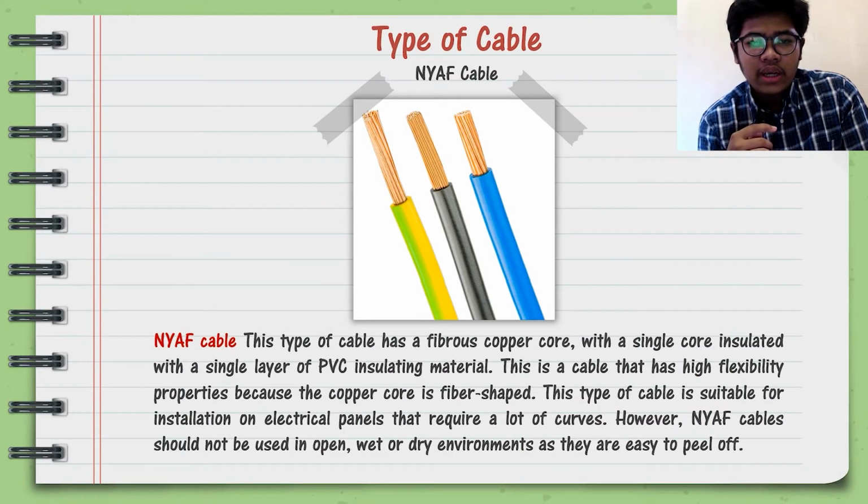NYAF cable. This type of cable has a fibrous copper core with a single core insulated with a single layer of PVC insulation material. This is a cable that has high flexibility because the copper core is fiber shaped. This type of cable is suitable for installation on electrical panels that require a lot of curves. However, NYAF cable should not be used in open, wet or dry environments as it is easy to peel off.